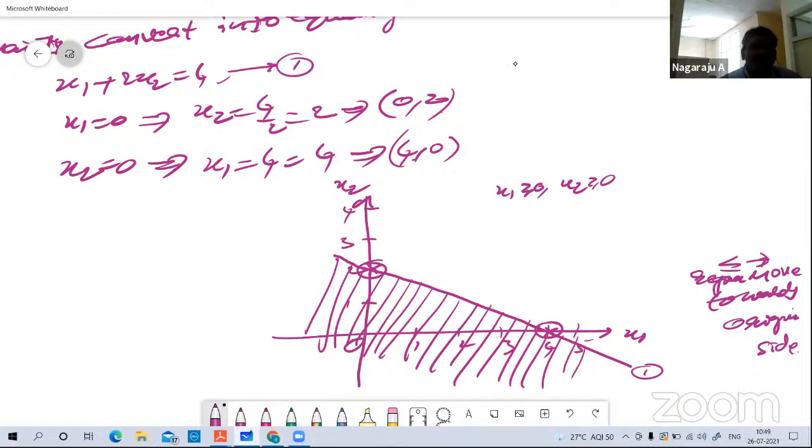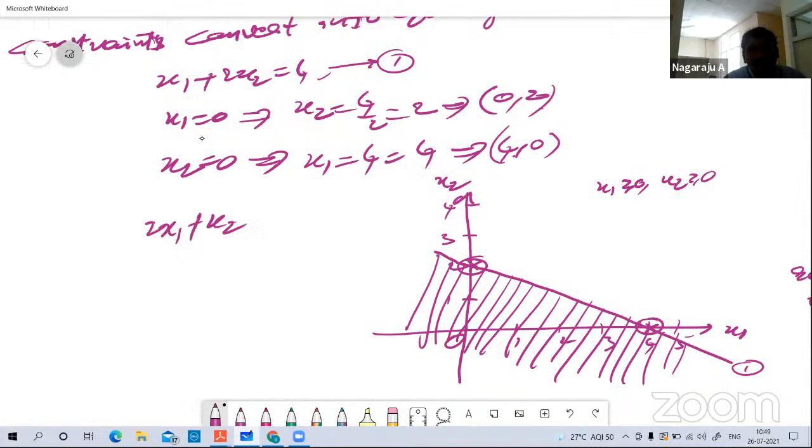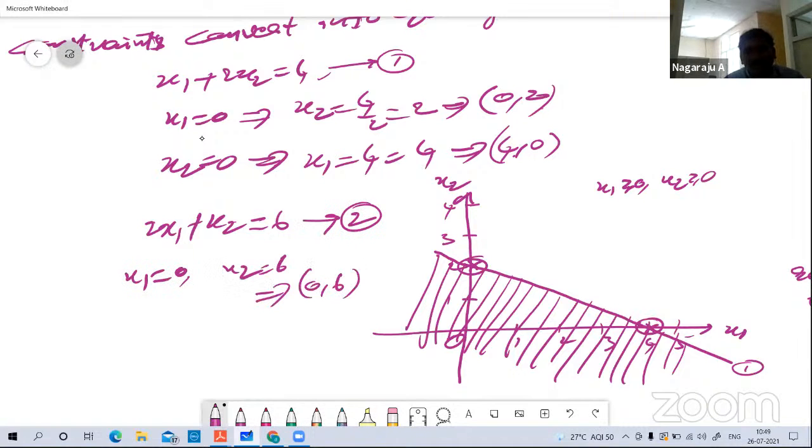Next, another equation. Here 2x1 plus x2 is less than or equal to 6. Make it into an equality, so 2x1 plus x2 equal to 6. And x1 equal to 0, so x2 equal to 6. Where we get the point 0 comma 6.